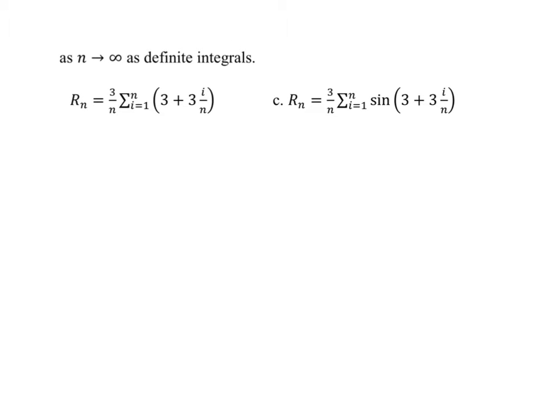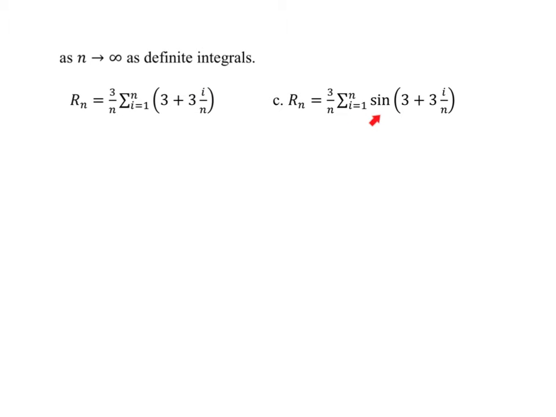Hi guys, we want to look at this problem. When n approaches infinity, we want to write this Riemann sum as a definite integral. Once you know how to do that, probably this is just a piece of cake. Compare these two: I just simply add a function here, sine of this guy. If there's no such function there, this is just itself, right?